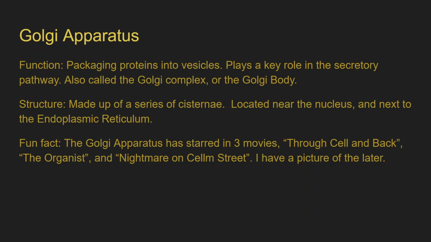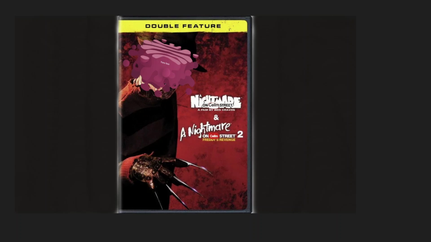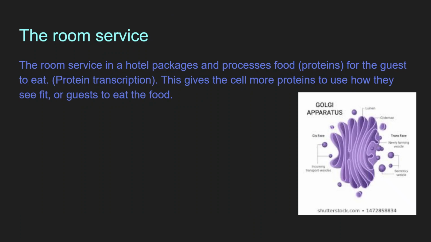The Golgi Apparatus has starred in 3 movies: Through Cell and Back, The Organist, and Nightmare on Elm Street. I have a picture of that later. And I actually finally got this thing to load in PowerPoint, which is amazing. There it is. It's just Freddy Krueger with Golgi Apparatus on it. I like it.